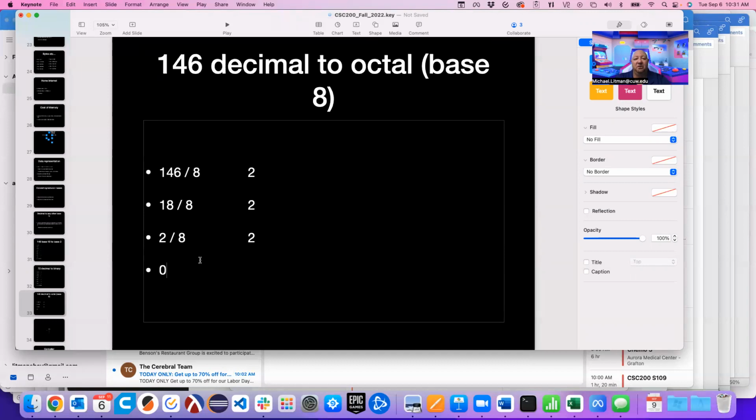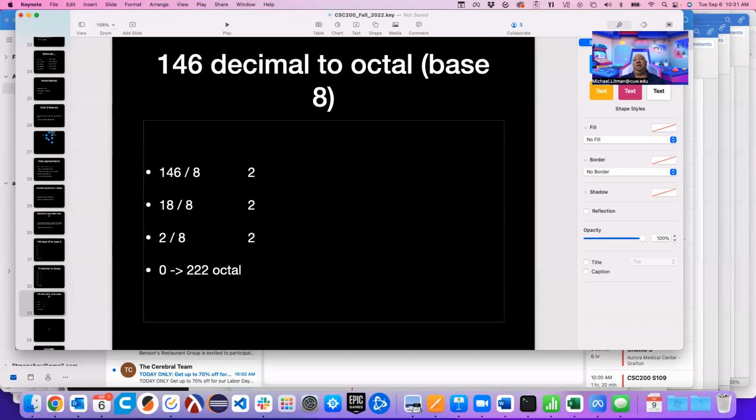It's a very convenient answer. I always run into those. Now, if you haven't caught on yet, it could be confusing whether you read it from the top down or the bottom up. I promise you, the 2 I just wrote there is this 2 right here. Read it from the bottom up. 2 2 2 is the answer there. Okay, so 146 decimal is equal to 222 in octal.